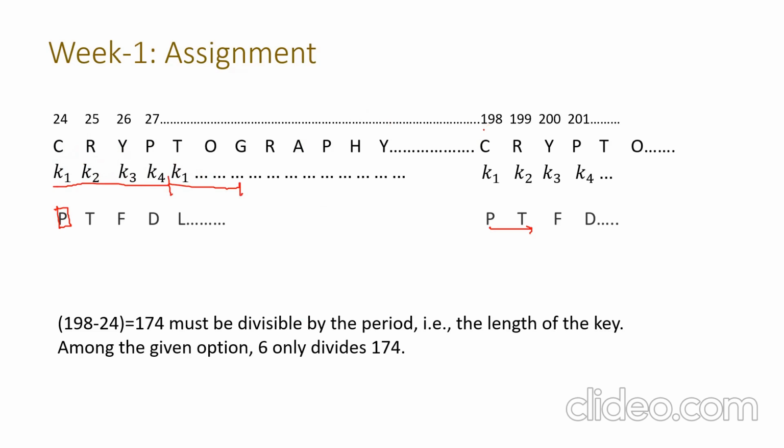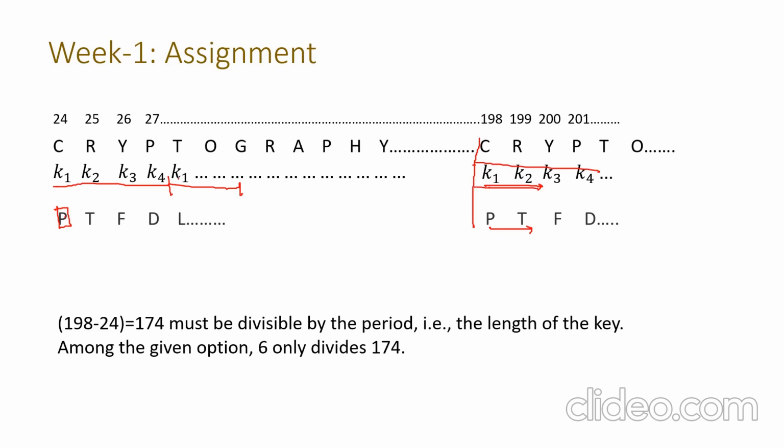Now, it has to be the case that clearly, if C is mapping to P using K1, then here also keys K1, K2 are used only. So this is clear that it has to be the case that at position 198, whatever the key value is, they start repeating from this position.